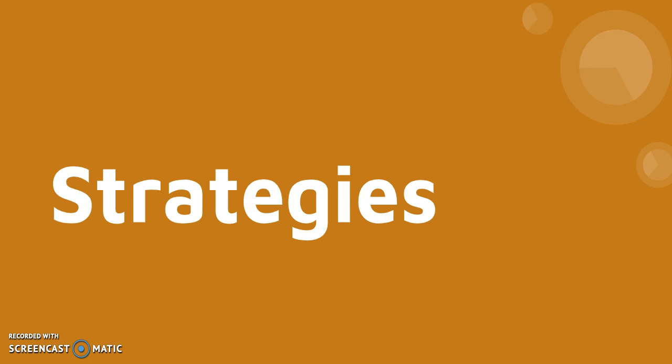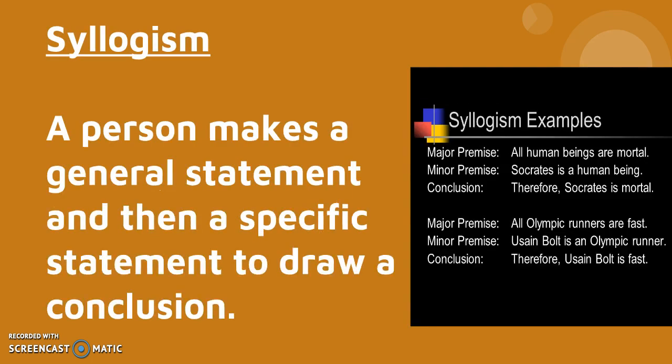So the strategies that you have for this week start with syllogism. A syllogism is essentially taking a general statement or a premise and then a more specific statement or premise and drawing a conclusion. So if you take a look at the examples, the major premise in general is that all human beings are mortal. Okay. The minor premise, the one that's more specific, is that Socrates was a human being. Okay, well then Socrates is mortal.